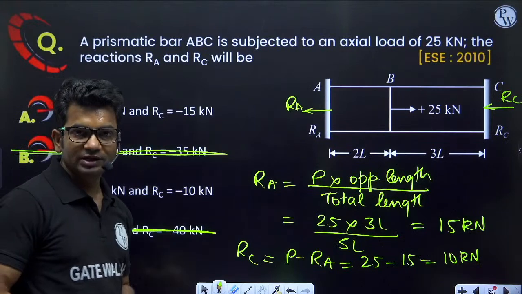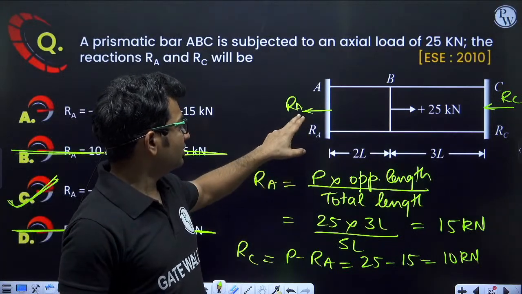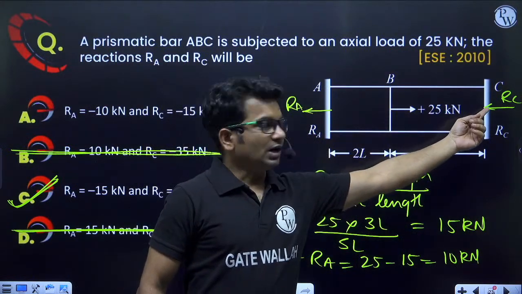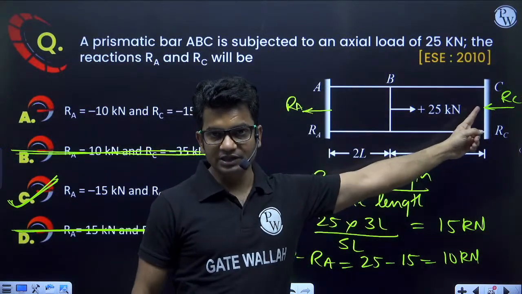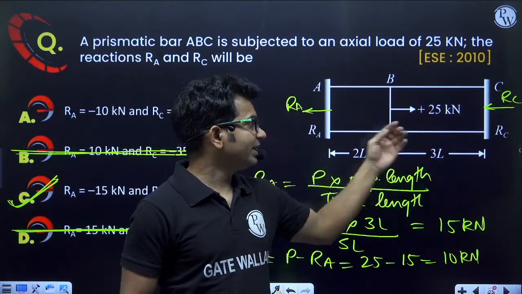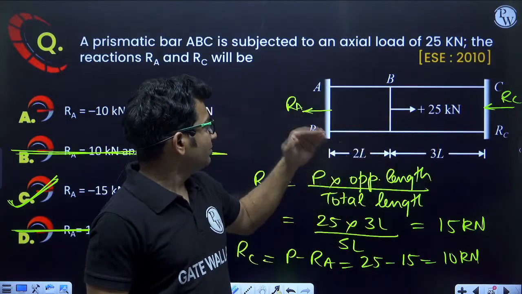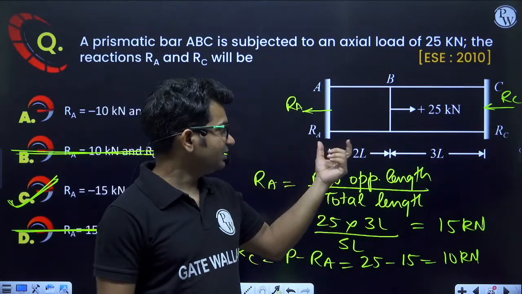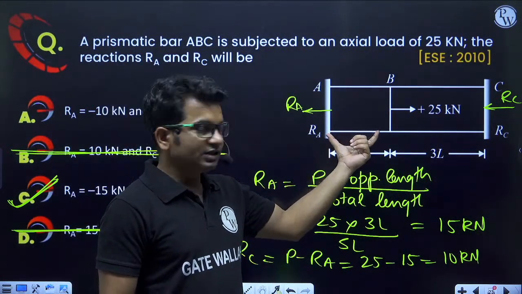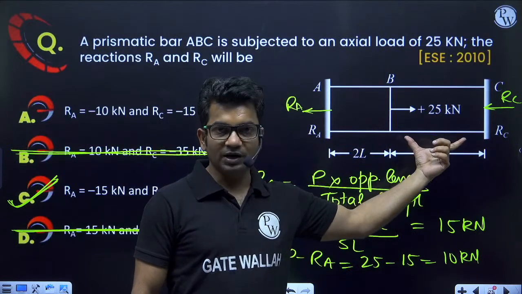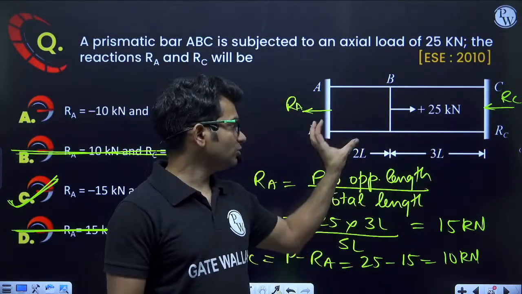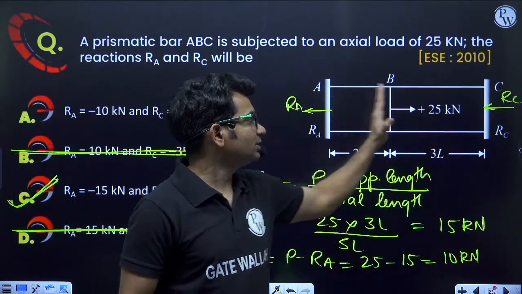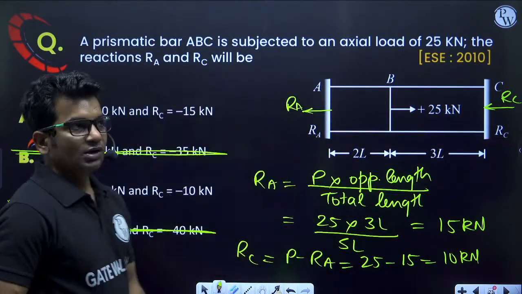In the long method, first we use the equilibrium equation: summation Fx equal to 0, from which the external load will be equal to RA plus RC. Then the compatibility condition: the change in length of this part plus the change in length of this part will be equal to 0. We add the changes in length of both parts and it will be equal to 0 because these supports are fixed.